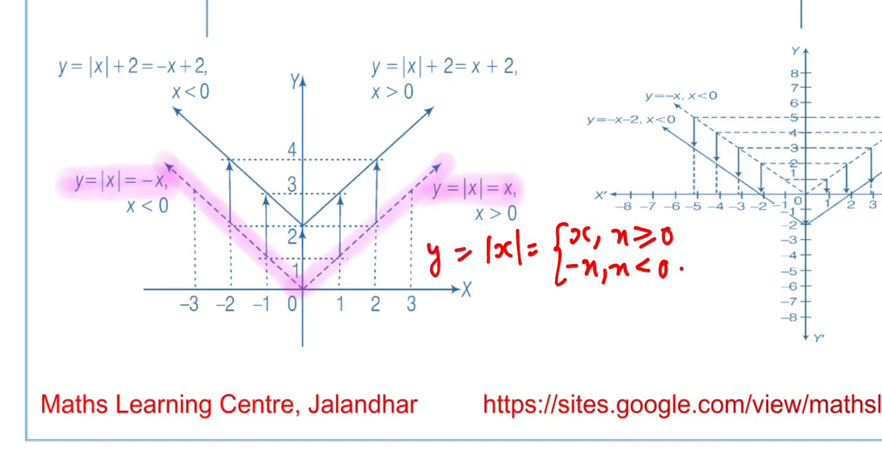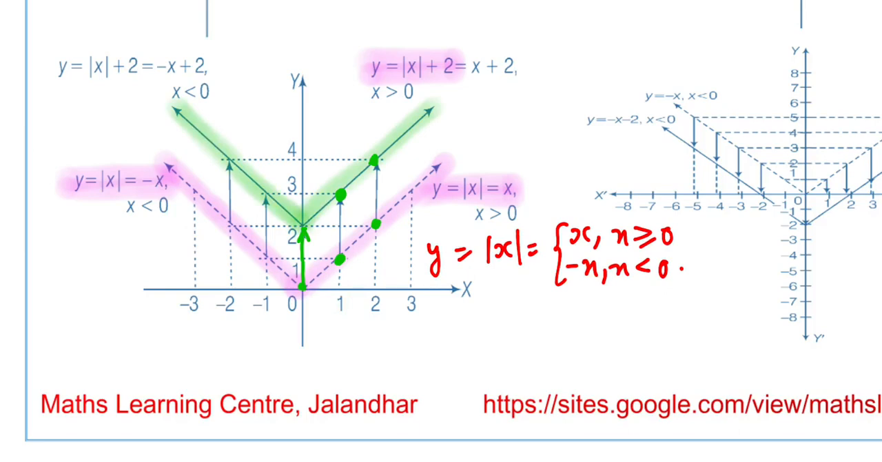Now if we shift this graph, we want to plot the graph of mod x plus 2. So every point will be shifted 2 units upward. This is the point 0, shifted 2 units upward, it reaches the point 2. The point corresponding to 1 reaches this point, and the point corresponding to 2 reaches this point. So the graph we obtain over here is the graph of the function y is equal to mod of x plus 2.